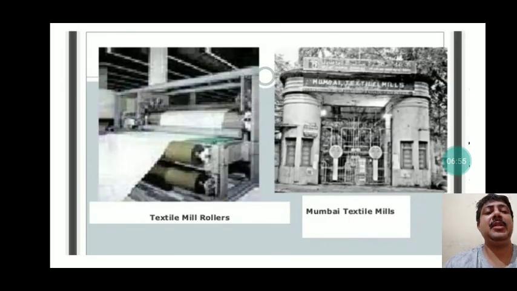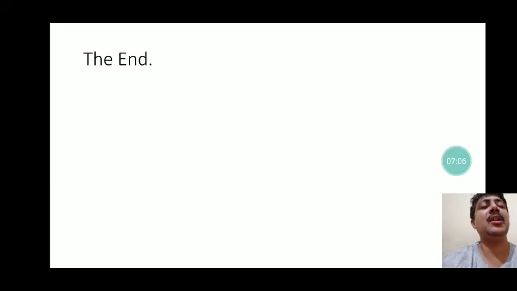You can see here textile mill rollers and Mumbai textile mills. Both were producing. So this was the revival of the cotton industry, but we lost our traditional industry because of the British policy. This is all about this video.